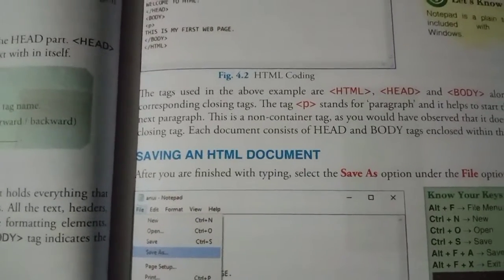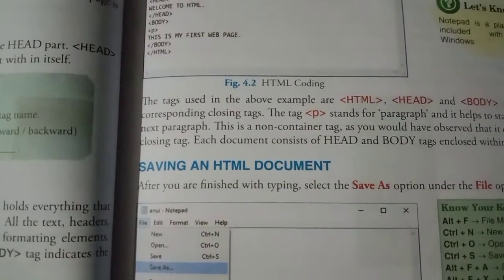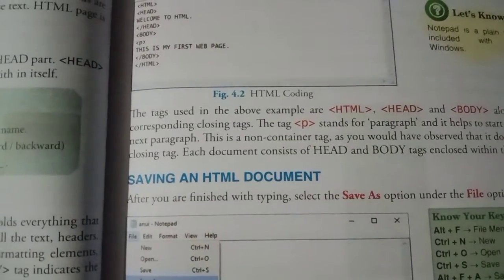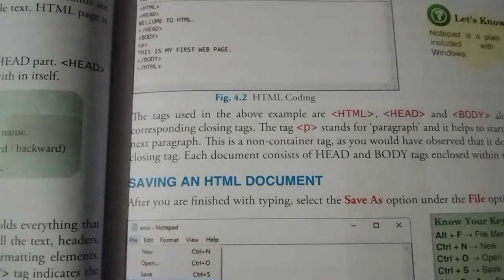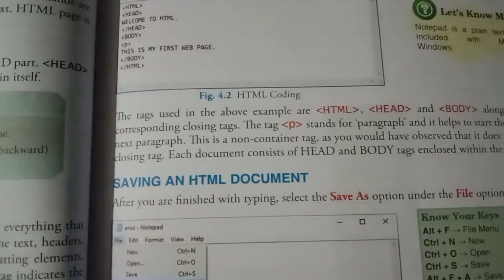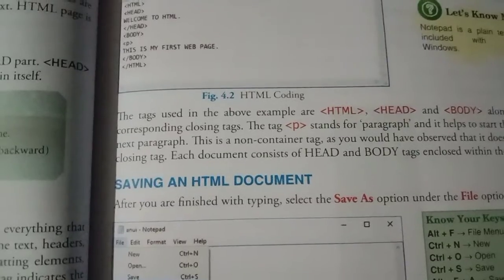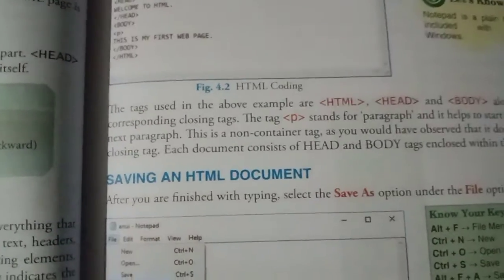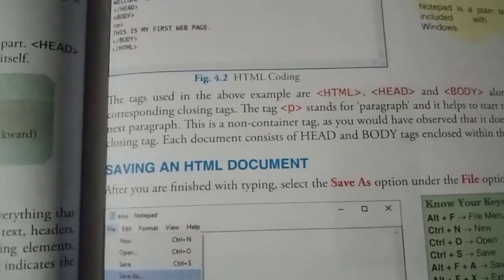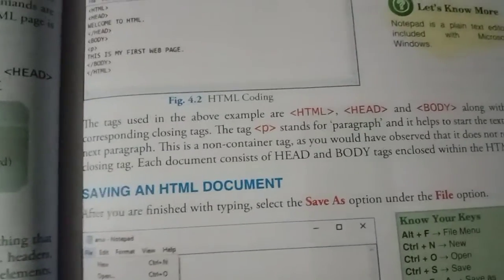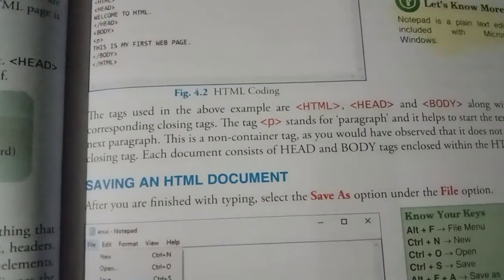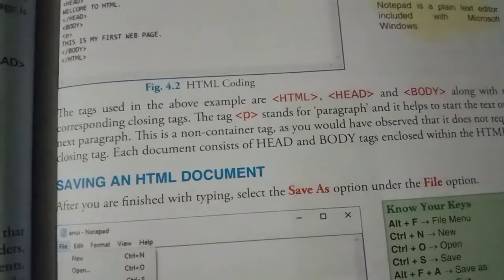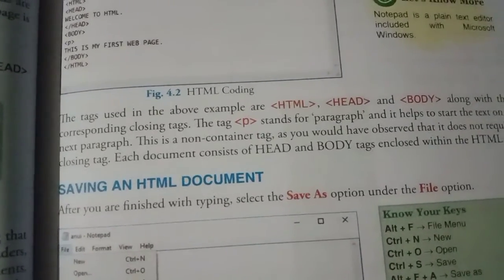In the above example, the HTML and body tags along with their corresponding closing tags are used. The P tag stands for paragraph, and it helps to start the text on the next paragraph. Whenever we write a P between smaller than and greater than, P stands for paragraph. It helps to start the next text on the next paragraph. This is a non-container tag.